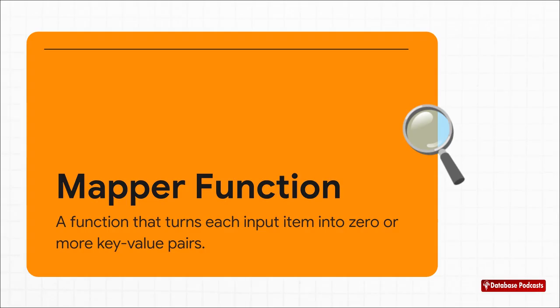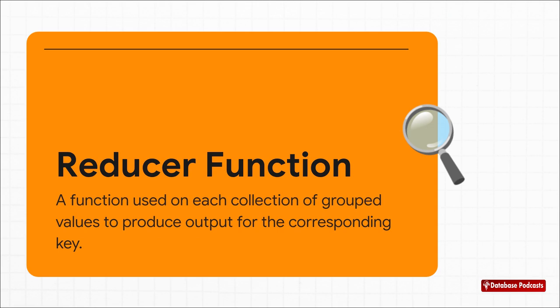Okay, first up is the mapper. This is one of the two pieces of code you actually write. Its job is pretty simple, really. It goes through every single bit of your data and basically slaps a label on it. It turns each piece of data into what we call a key-value pair. And then there's the other piece of code you write, the reducer. If the mapper is about breaking things down and labeling them, the reducer is all about bringing them back together. It takes all the items with the same label, the same key, and combines them into one final answer.